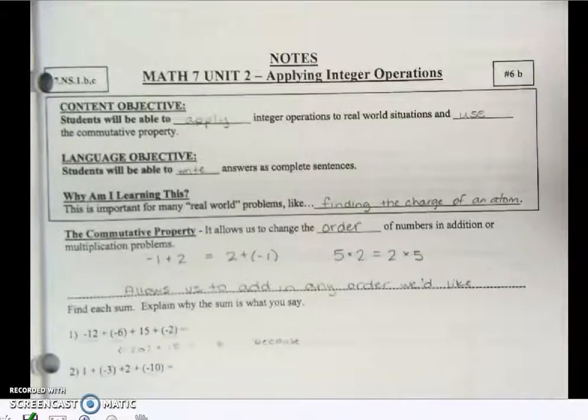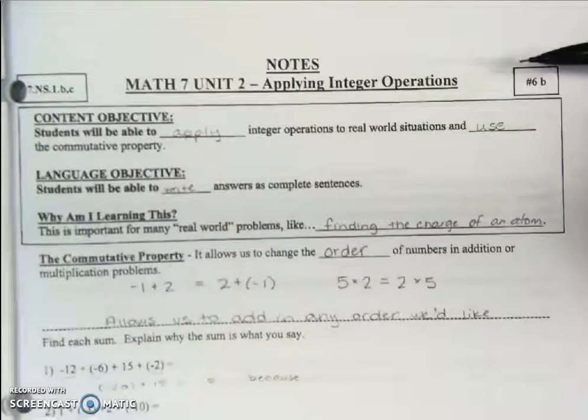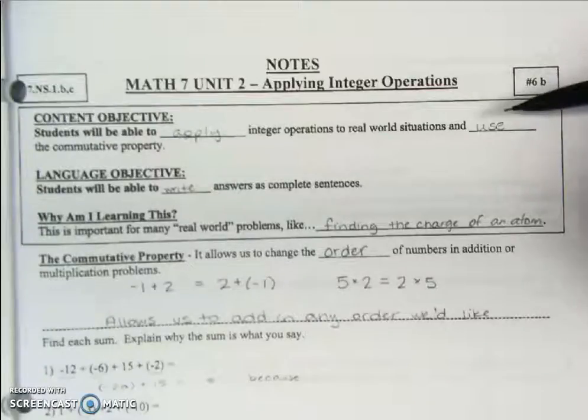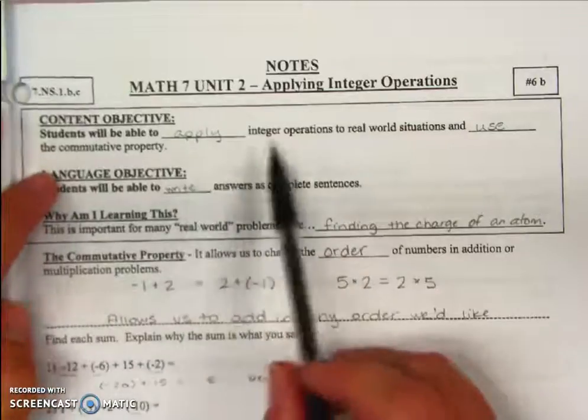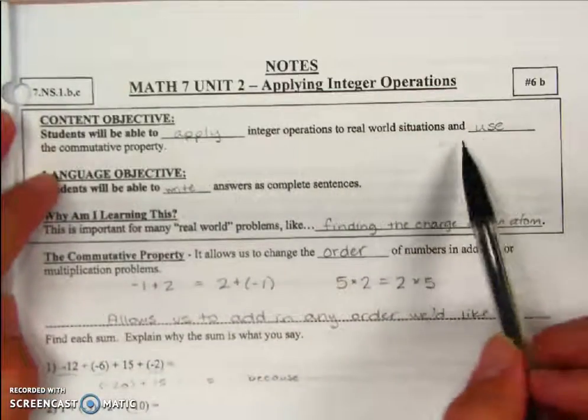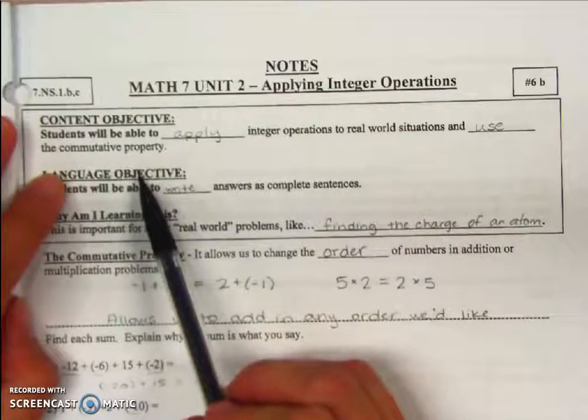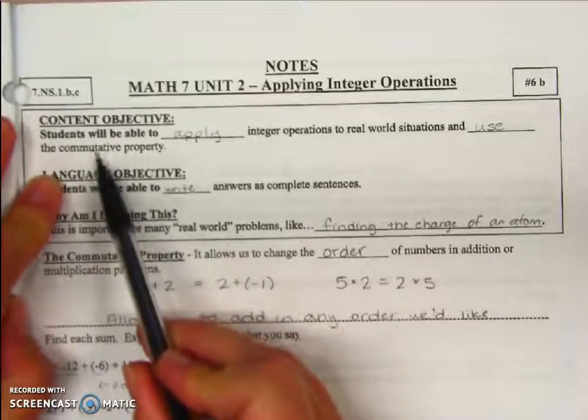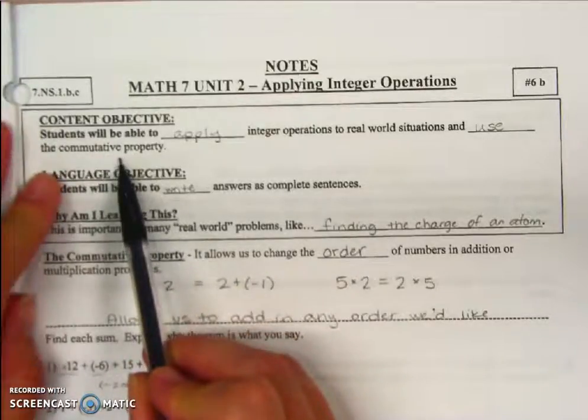And welcome to lesson 6B. Today we will be applying these integer operations that you've been learning all week. So today students will be able to apply integer operations to real-world situations and use the commutative property. Notice that's commutative. There's no N in there, commutative.